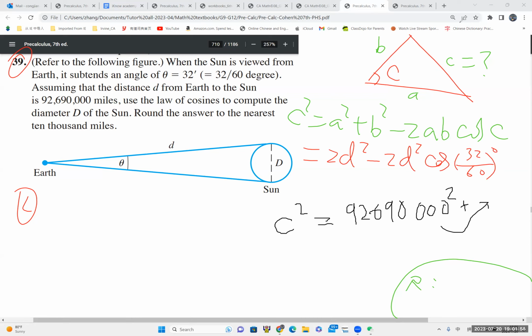So finally say here actually means D, right? The diameter. So finally D equal to what? Round to 10,000 miles. Ten thousand. Anyway, let me say we need to use D grade.